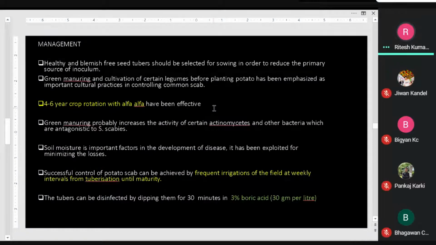Addition of gypsum, because this is favored by alkaline soil condition. Similarly, powdery scab is favored by acidic soil conditions. That means liming should be done at that time.